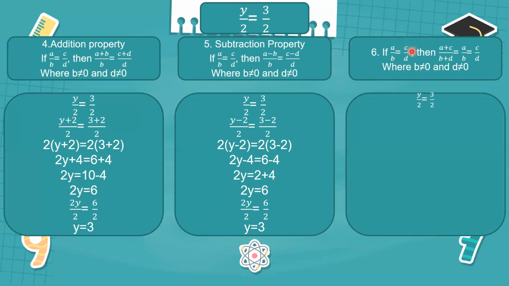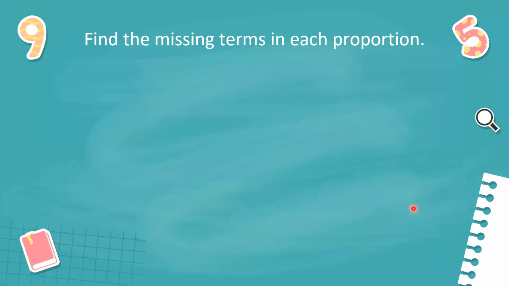So let's try it in our given. y over 2 equals 3 over 2. So that would be y plus 3 over 2 plus 2 equals y over 2 equals 3 over 2. So let's use the given or the value of y, which is 3. That would be 3 plus 3 over 2 plus 2 equals 3 over 2 equals 3 over 2. So let's simplify. That would be 6 over 4 equals 3 over 2 equals 3 over 2. So that would be 3 over 2.